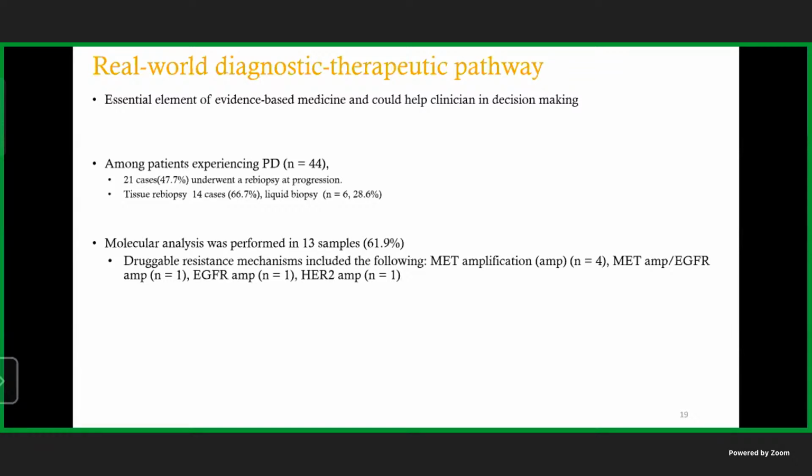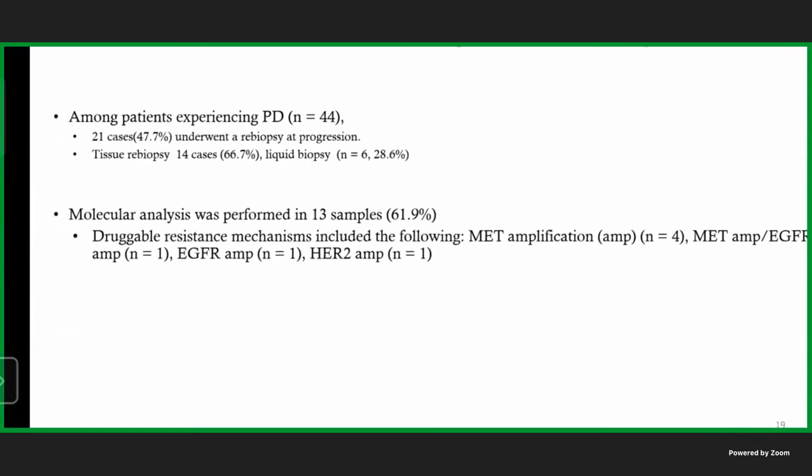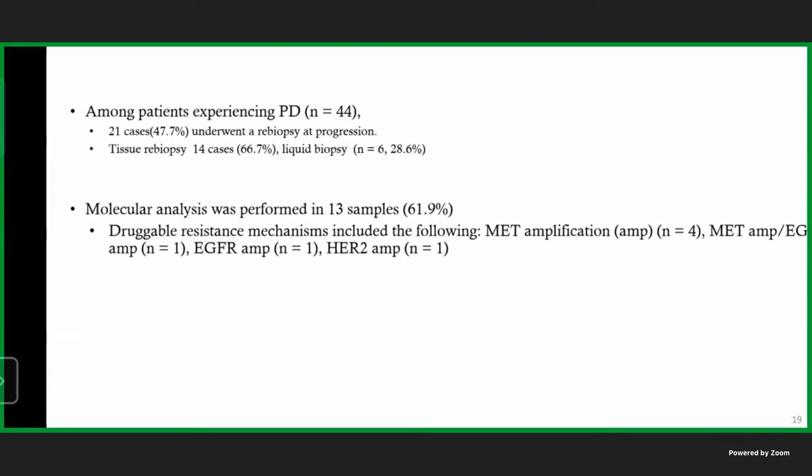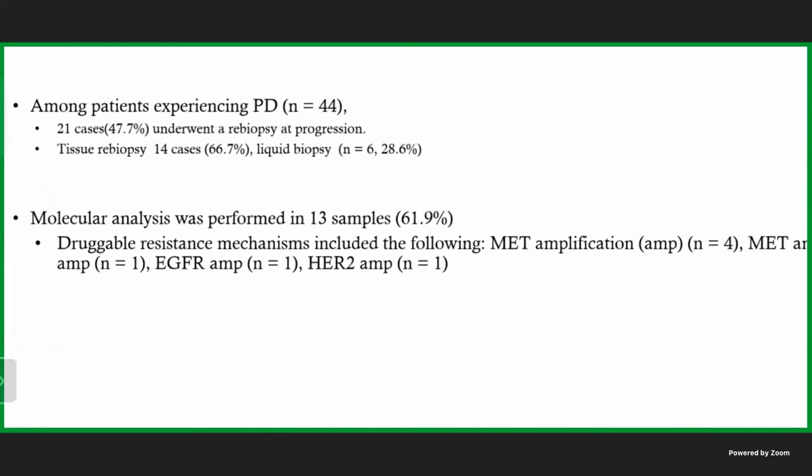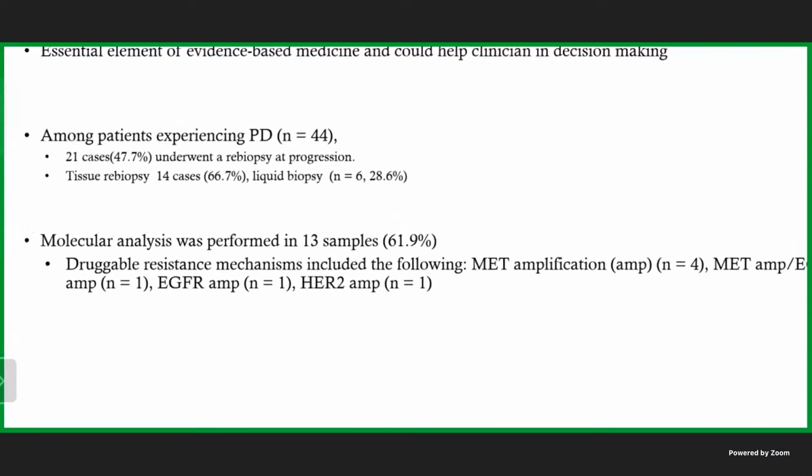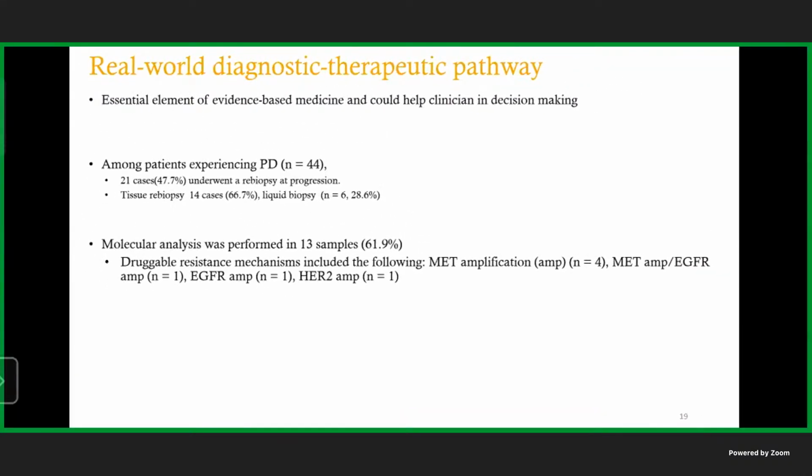So amongst the patients experiencing progressive disease, 47.7% underwent rebiopsy at progression, with tissue rebiopsy in 14 cases, that is 66% of patients, and liquid biopsy in 28.6% of patients. Molecular analysis was performed in 61% of patients, and MET amplification was noted in 4 patients. EGFR amplification was noted in 1 patient, and HER2 neu amplification in 1 patient.